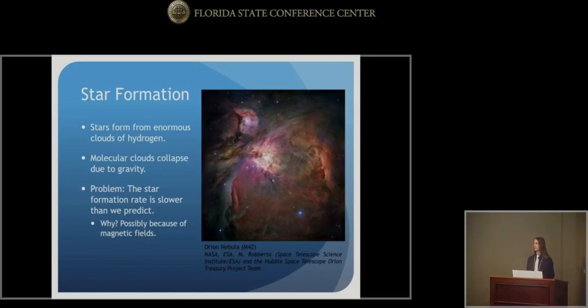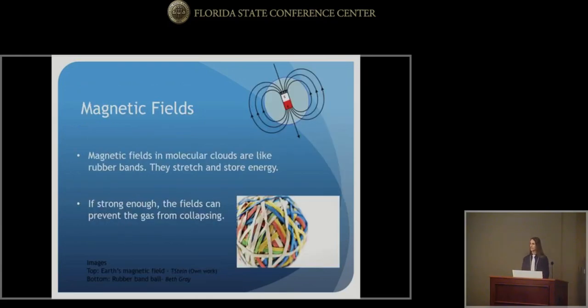And we think that one possible answer is because of magnetic fields. So molecular clouds have magnetic fields somewhat similar to how the Earth has a magnetic field and how a refrigerator magnet has a magnetic field. But the magnetic fields in clouds are a lot more complicated, and they kind of act like rubber bands. So they're able to stretch, and they store a lot of energy, just like a rubber band. And it turns out, if the fields are strong enough, they can even prevent the gas from being able to collapse in to form a star.